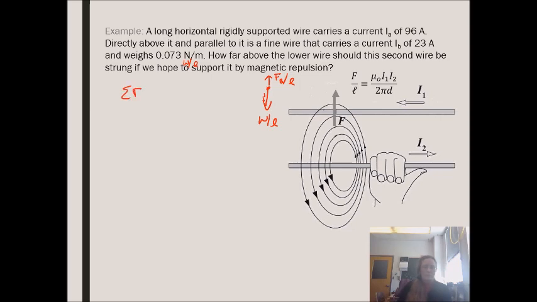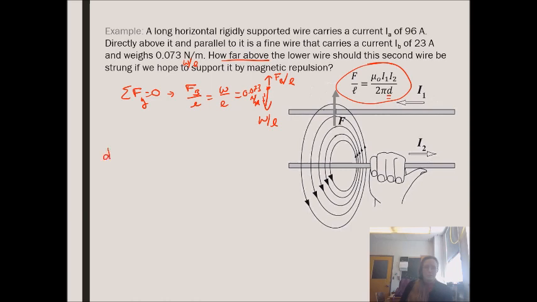So formally what I'm doing is the sum of forces in the y direction is 0. So that means FB over L needs to equal my weight over length. And so that number is going to be 0.073 newtons per meter. And then I'm going to use my formula here to figure out what the magnitude of that force is and ultimately solve for D, because that's what we're trying to solve for in this problem.